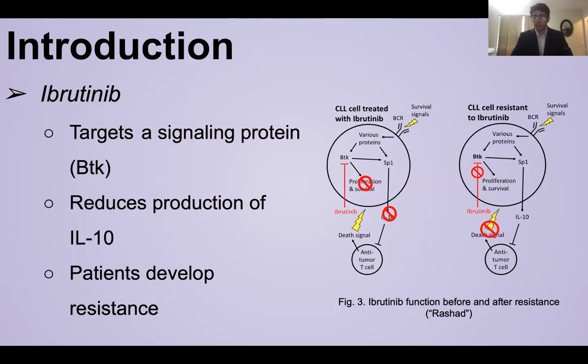So before resistance, you can see that ibrutinib targets BTK, which in turn halts the proliferation and survival of these cancerous cells, while also reducing IL-10 production, which, as I mentioned earlier, allows the immune system to actually fight off the cancer. However, when these patients begin to develop resistance to ibrutinib, there's a mutation in BTK that doesn't allow ibrutinib to function correctly. So as a result, these cells continue to survive and to proliferate, and IL-10 is still present, which unfortunately is how many patients end up dying, because the immune system isn't able to fight off chronic lymphocytic leukemia.